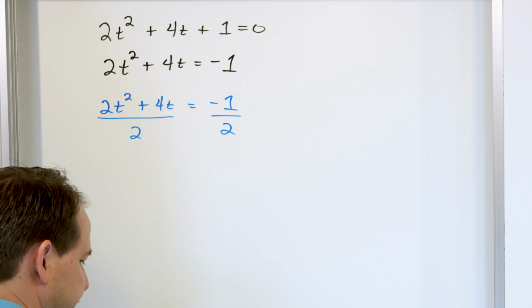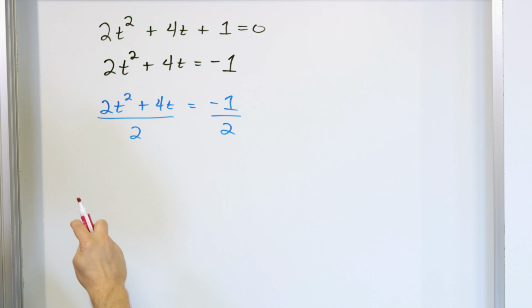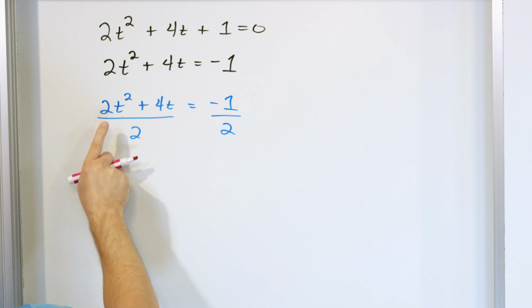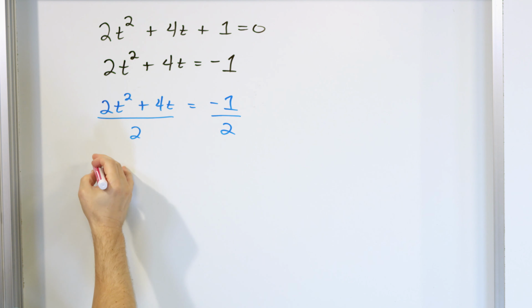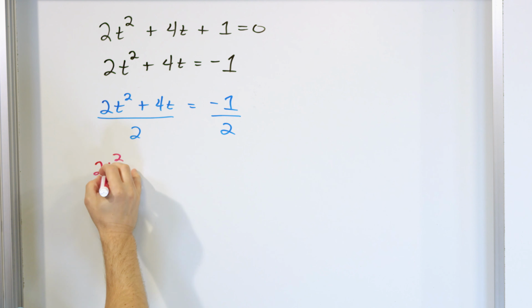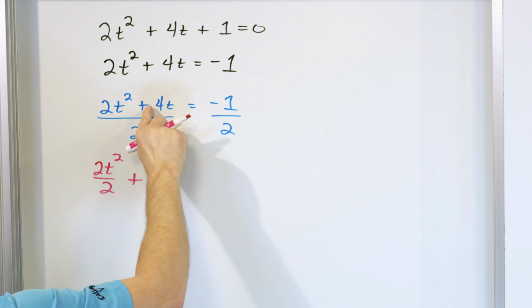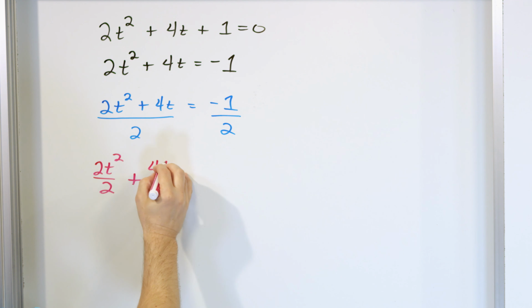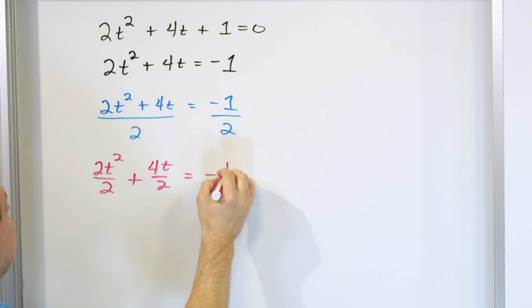Now, the next thing that we're going to do might look a little odd to you at first, but let me write it down and show you. I'm going to take this and simplify it as follows. I'm going to break this term up into 2t squared over 2 plus, which comes from the plus sign here, 4 times t over 2, and that's still equal to negative 1/2.